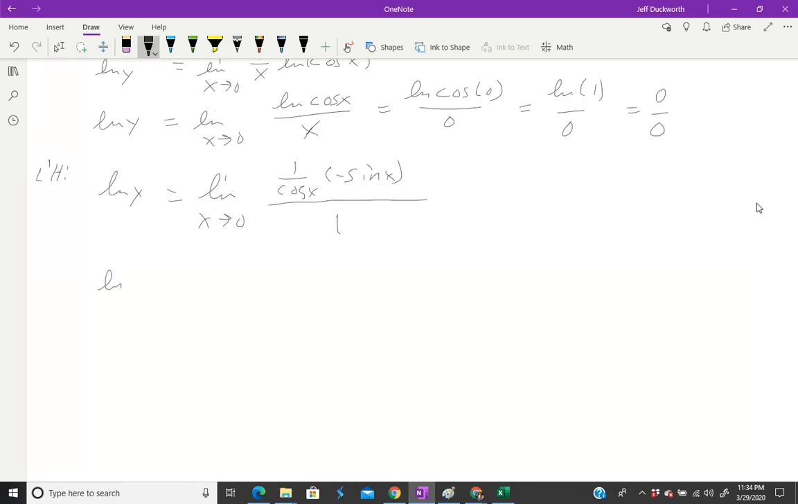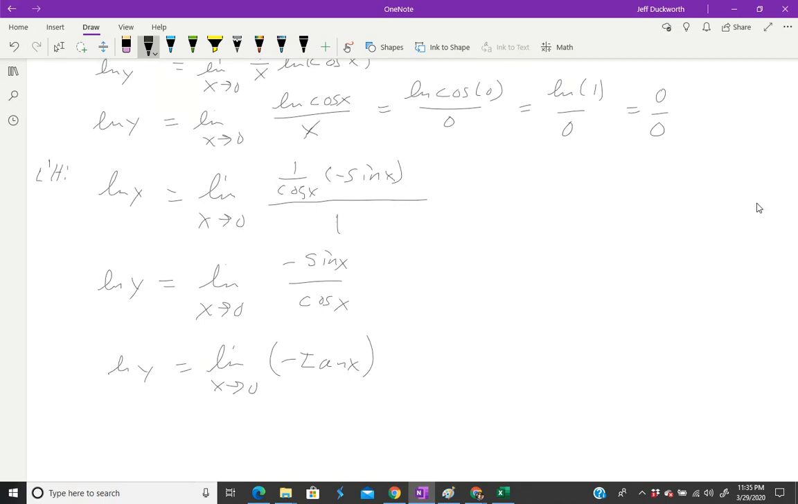So now we have ln of y equals the limit, and please keep writing this, of negative sine over cosine. So what do we do here? Well, sine over cosine is tangent, right? So ln of y equals the limit as x approaches 0 of the negative tangent of x.